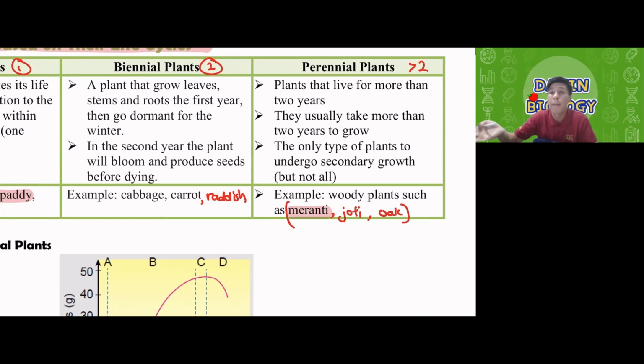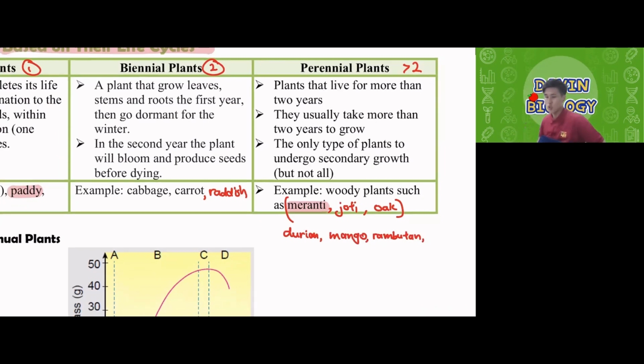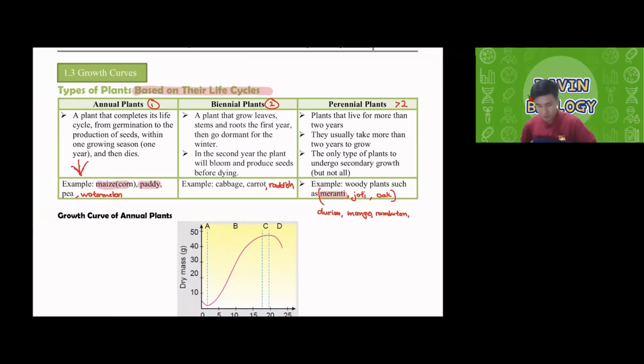What? Durian, some more, a lot. Mango, rambutan, papaya, so many. Banana is not woody, so banana is not really a perennial plant. Okay, so durian, mango, rambutan, is few.